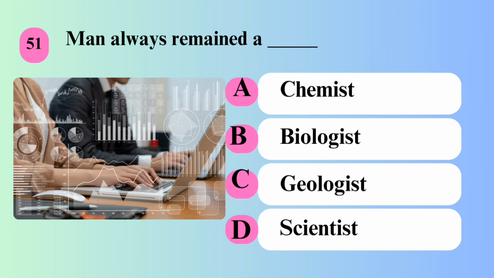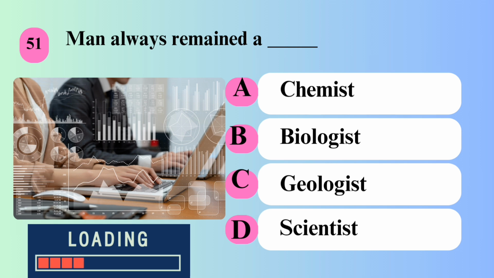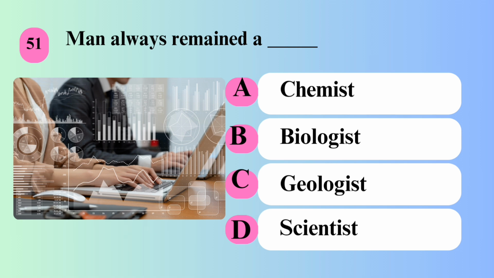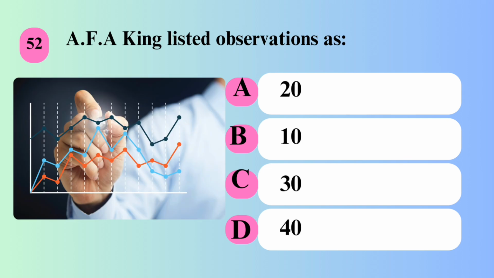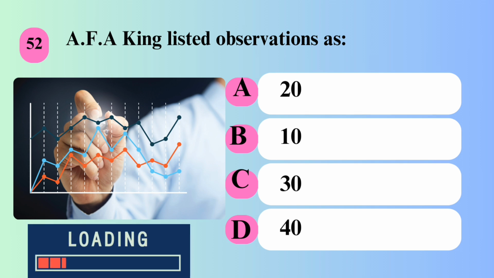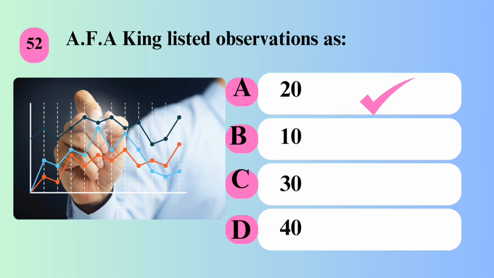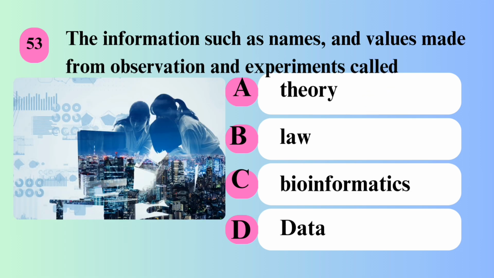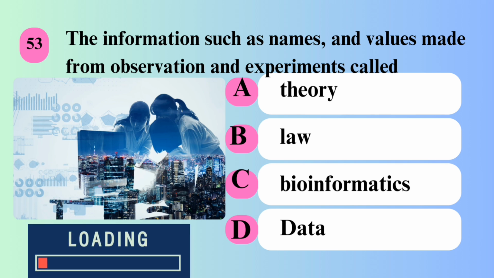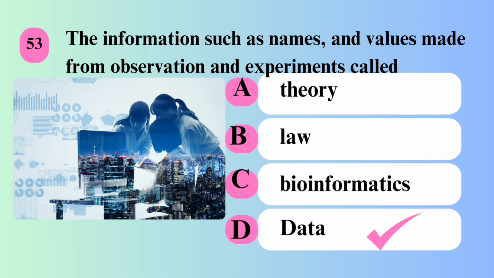Man always remained a biologist. A.F.A. King listed observations as 20 times. The information such as names and values made from observation and experiments is called data.